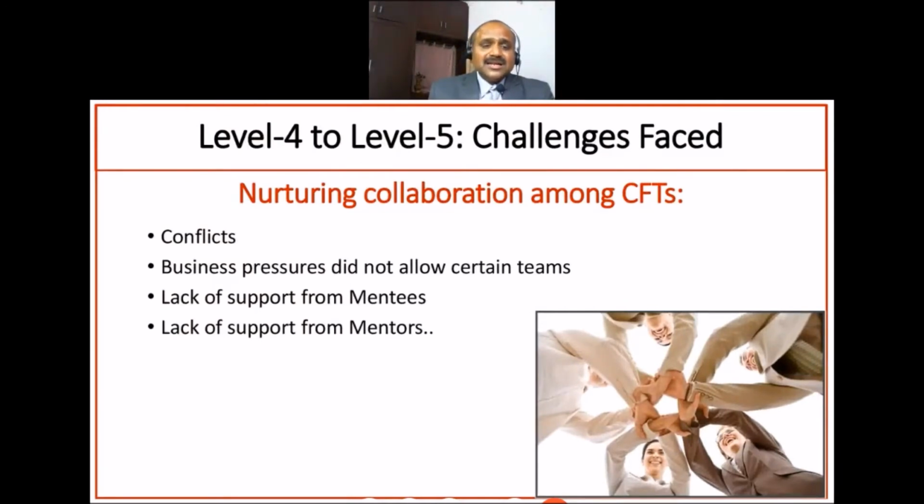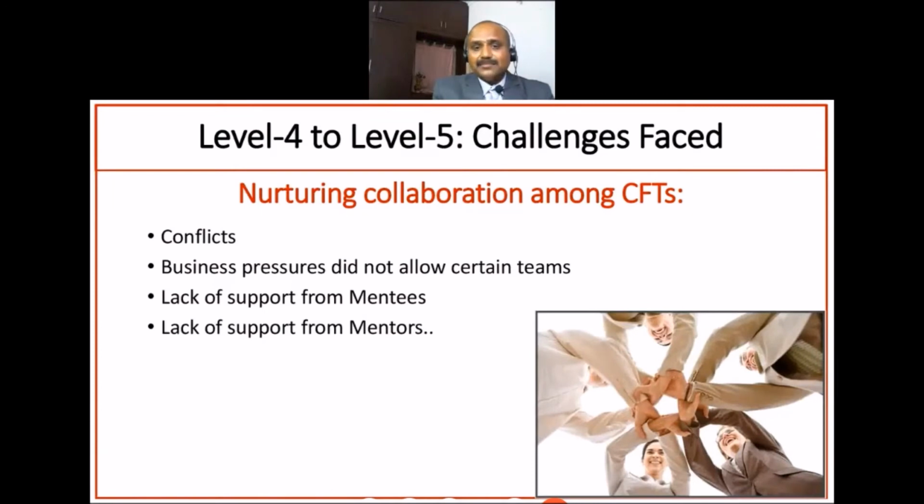Then certain times business pressures won't allow certain teams to follow this cross-functional transformation. So even though at the outset we say a certain person is allocated to a specific person and he is learning so and so, business-wise they pull him out and say you have to solve these priority tasks. Similarly, those pressures we have to handle case by case.